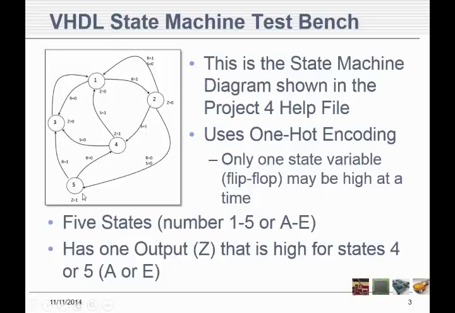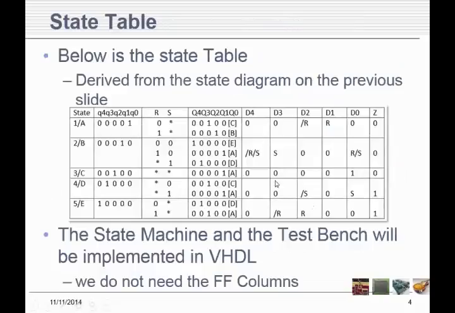So here's that one that I said was help for project 4, and let's look at it. We've got states 1, 2, 3, 4, and 5, or we could call them A, B, C, D, E. We've got 2 inputs, R and S, and 1 output, Z. This has a lot of good stuff in it that would be good to have on a test bench. So here's the state table that I came up with.